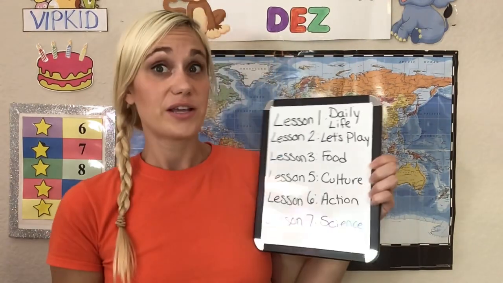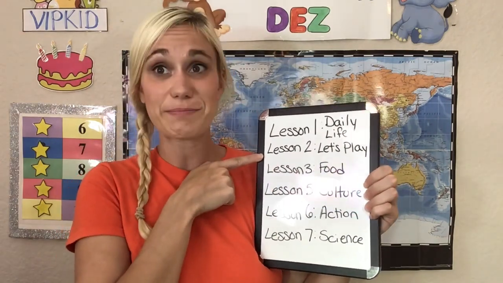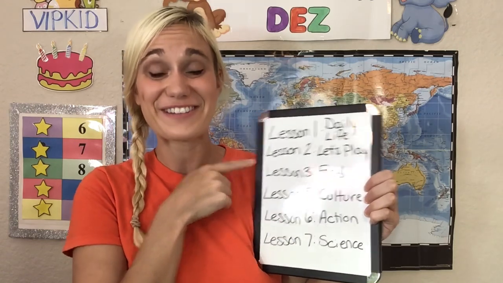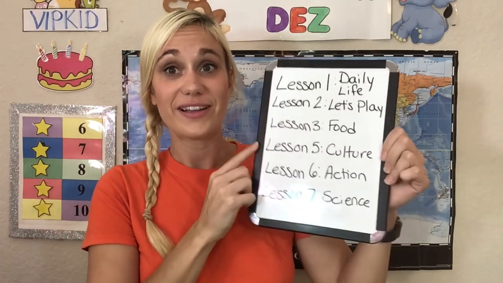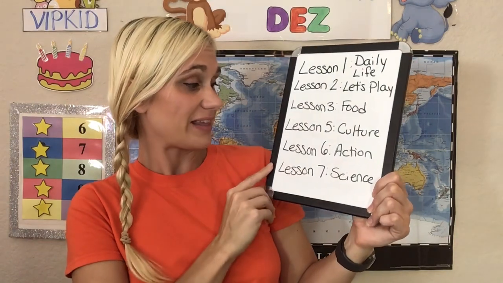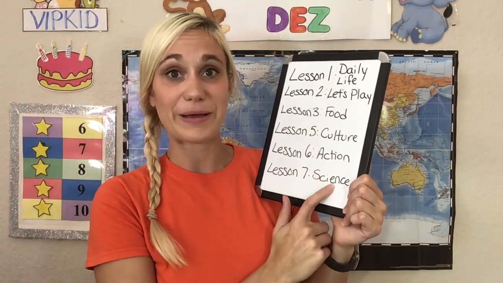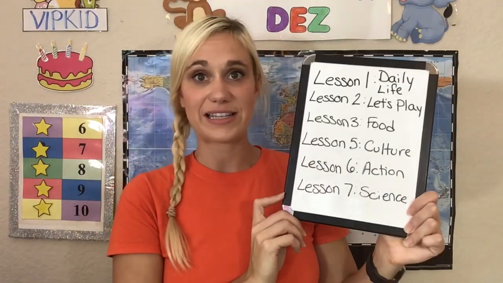The next section is the section that I spend the most amount of time on, usually between 5 and 7 minutes. Depending on which lesson within the unit you're on, there's a different theme. So lesson 1 is always daily life. Lesson 2 is let's play, where the students learn a game, some kind of game associated with the country that they're in. Lesson 3 is food. Lesson 5 is culture. Lesson 6 is action. And lesson 7 is science. They usually learn about a different animal. And then lessons 4 and 8 are the checkpoint and assessment.